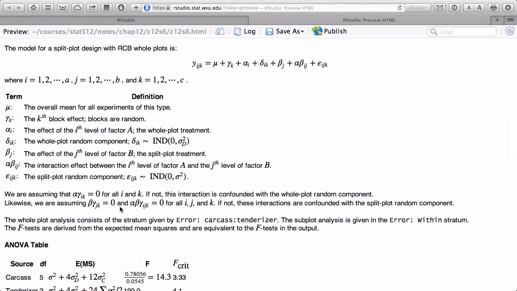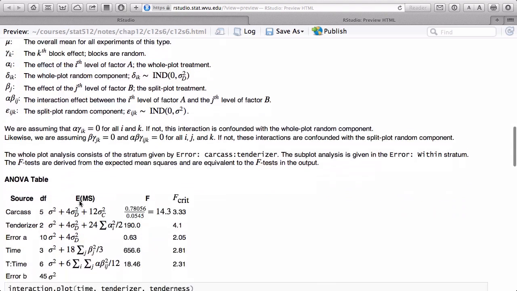So that's the model. Now, as I said, we are assuming that alpha gamma ik equals 0 for all i and k. If not, this interaction is confounded with the whole plot random component. I said that before. It's something you have to be careful about. And likewise, we're assuming, and again, this is this other error term, that beta gamma jk equals 0, and alpha beta gamma ijk is 0 for all i, j, and k. If not, these interactions are confounded with the split plot random component. Okay. And that was what I was trying to show you.